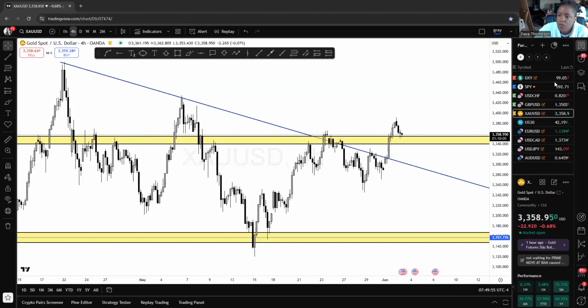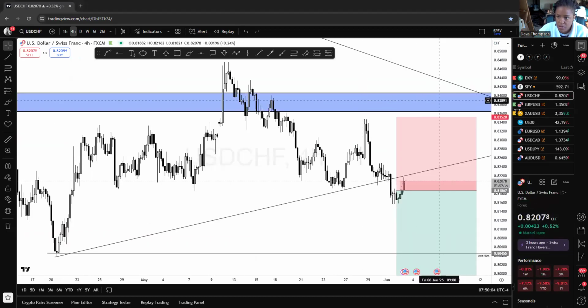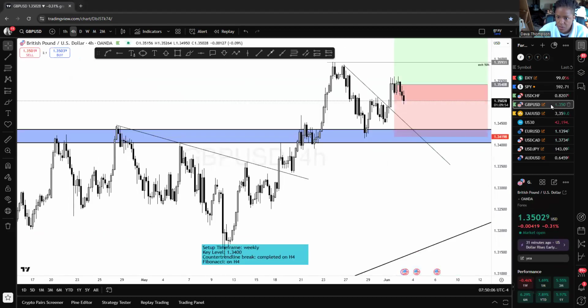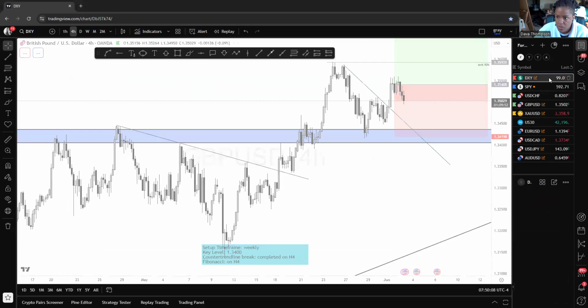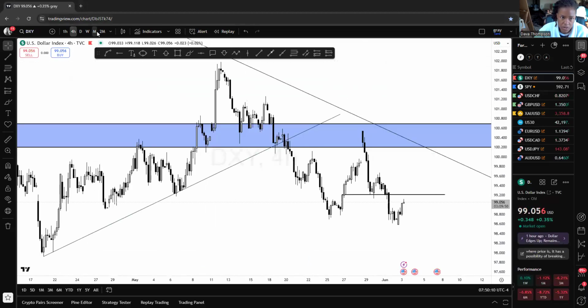So I just want to go over the trades I'm currently in and then the trades or setups I'm looking at. Right now, I'm in UCHF and GU. But before I go into those, I want to talk about the dollar.